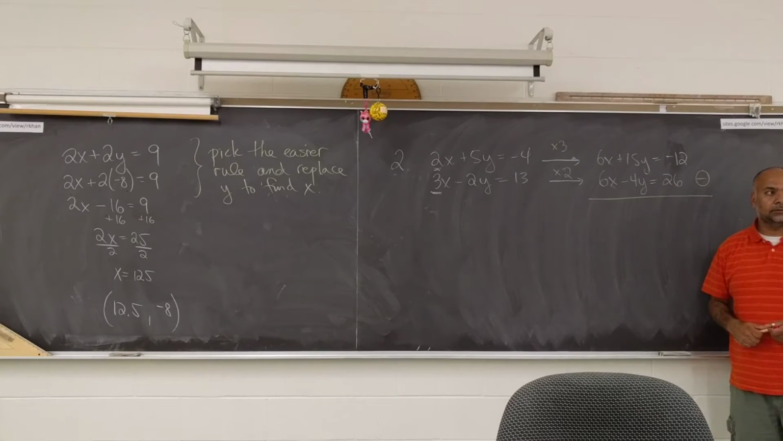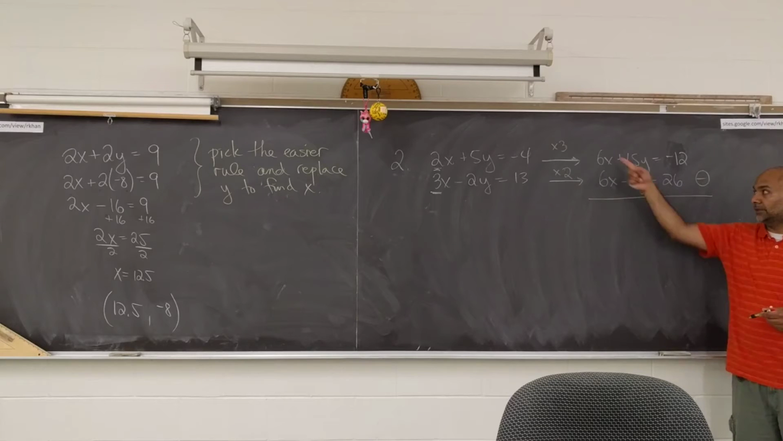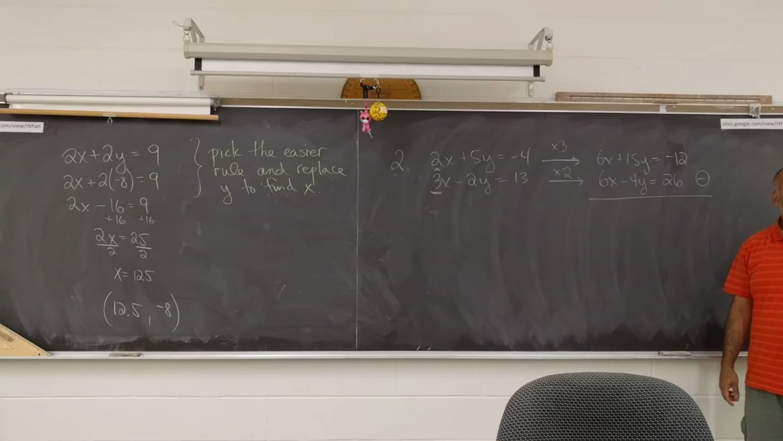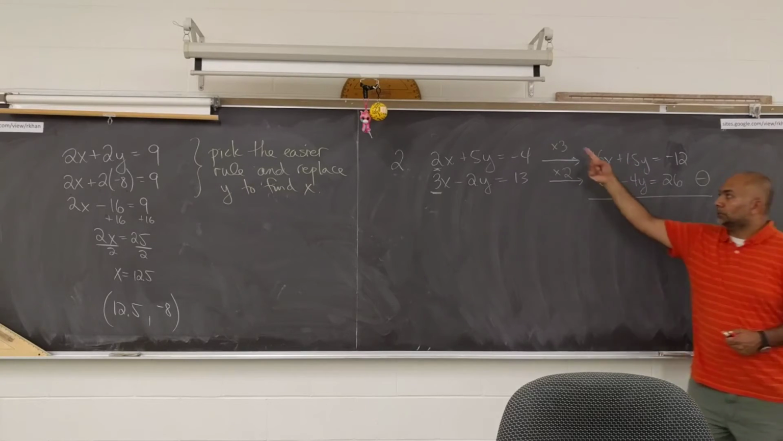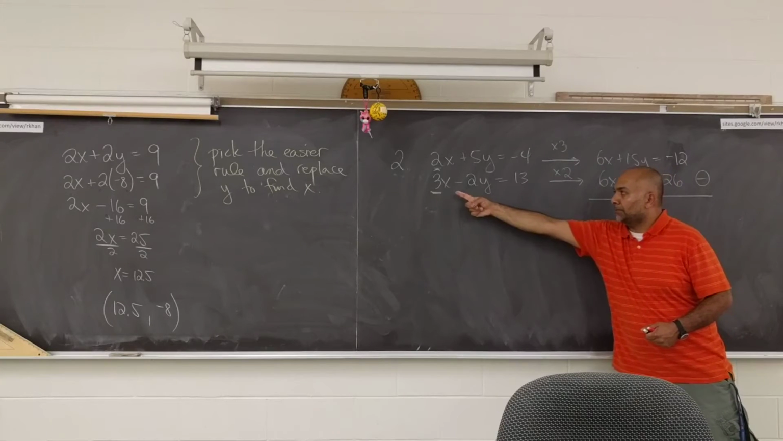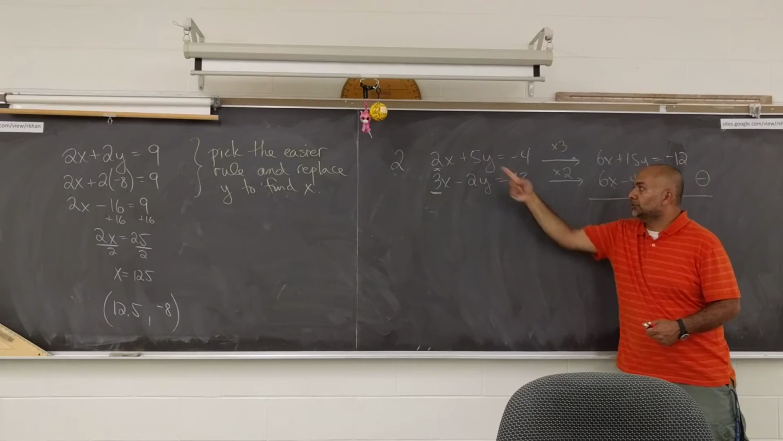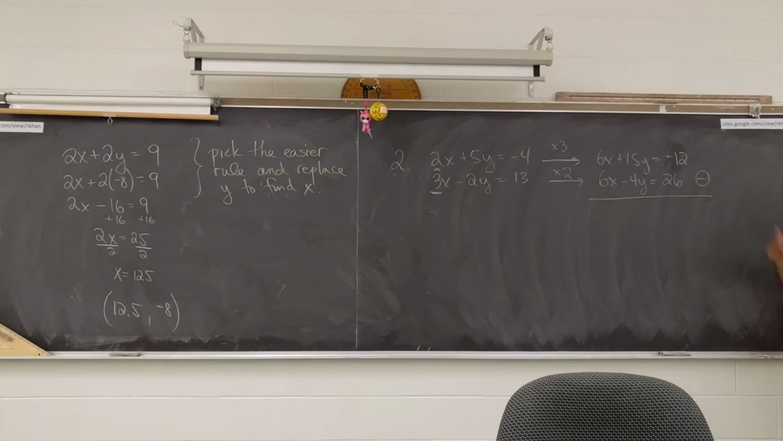Okay. So multiply the first rule by the 3, second rule by the 2. Double stack them. We're going to subtract them from here, so let's do that. 6x minus 6x is nothing. Don't write it. You can just leave it alone. We do 15 minus, so it's 15 minus the negative 4. 15 minus the negative 4, absolutely.